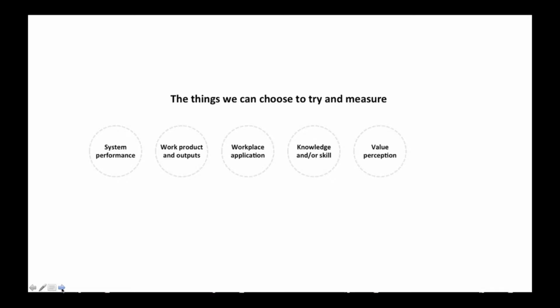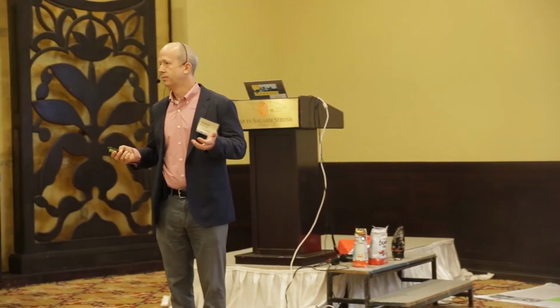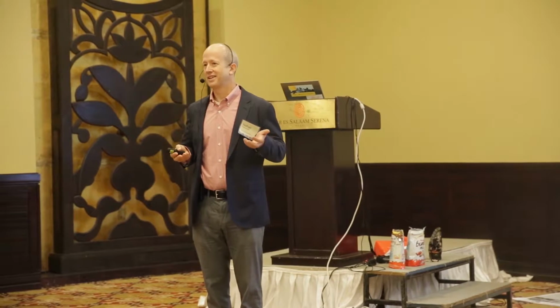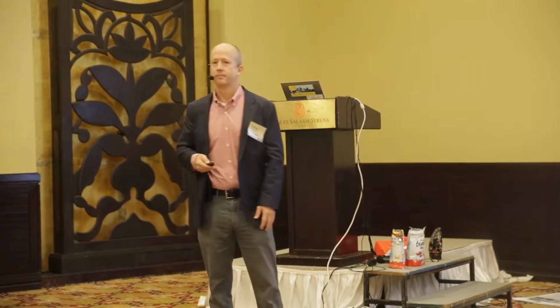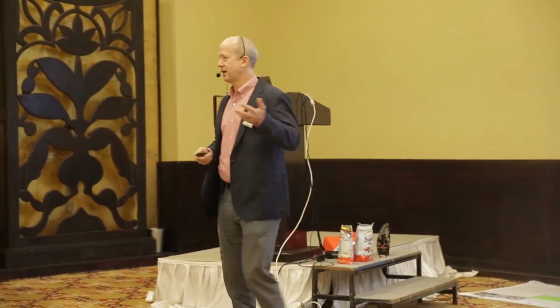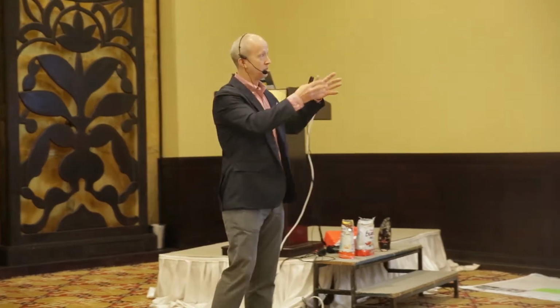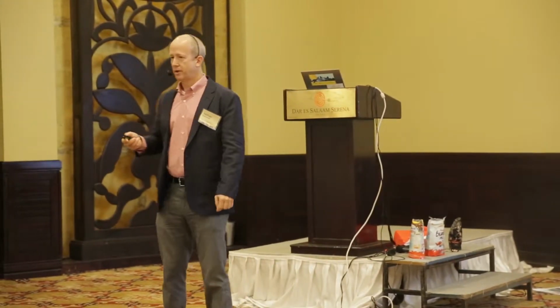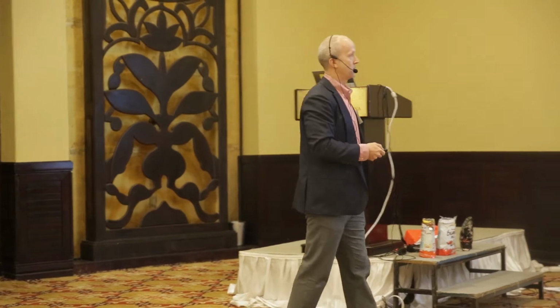So these are the things that we can try to measure along with learning activity. I've mentioned all of these before: system performance, work product and outputs, workplace application, knowledge or skill, value perception, and then of course learning activity, which is just, did you show up for training? How much time did you spend training? So this is the range of things that we can measure. Now, if you read different models about evaluation, you'll find a bit of variation in how these things are described, and some might be broken out into multiple categories. But ultimately, this is a pretty all-encompassing notion of the things that you can ultimately measure.